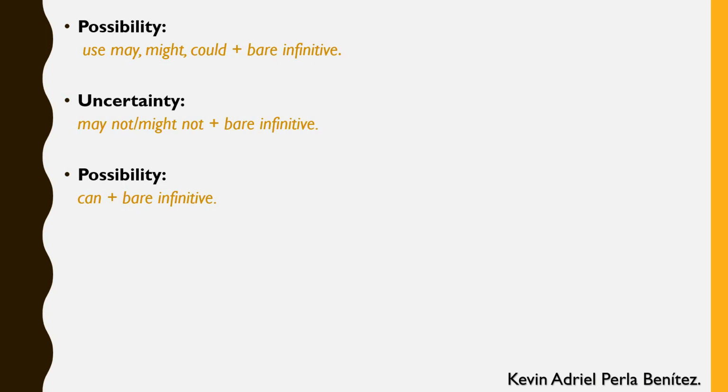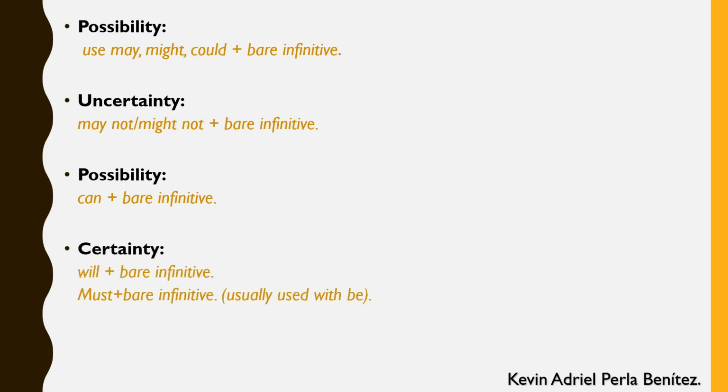The next one is the one that expresses certainty. Its structure will be with will plus verb infinitive, and we can use must plus verb infinitive too, but this is usually used with be. We use will when we are sure that something will happen. When we are certain something is true is when we use must.